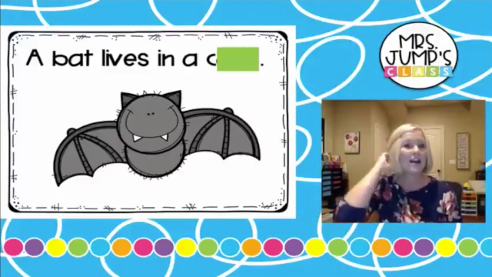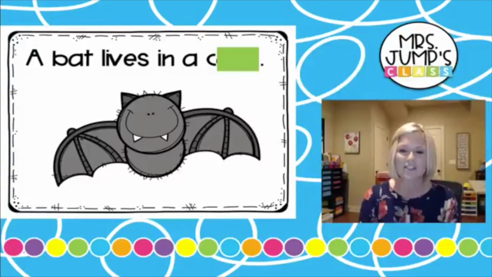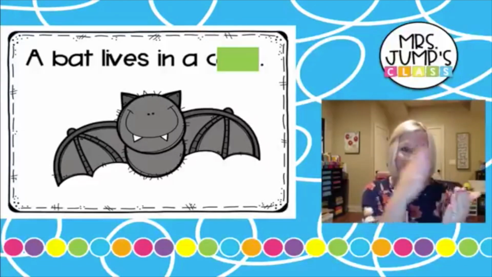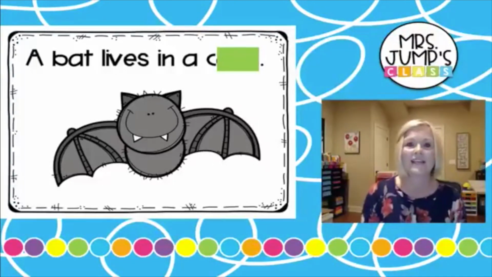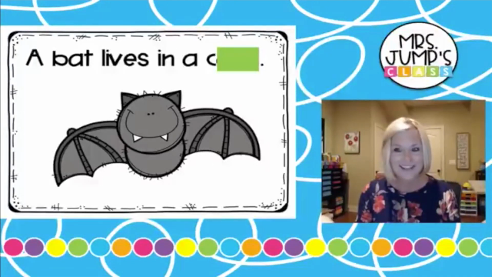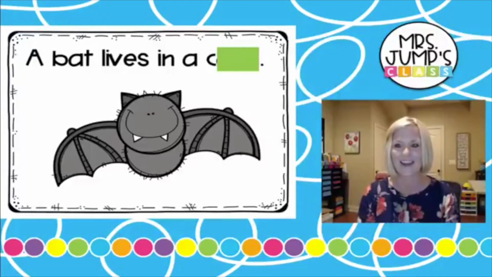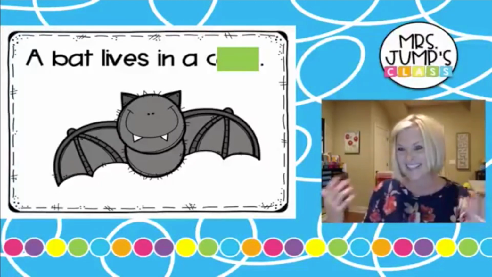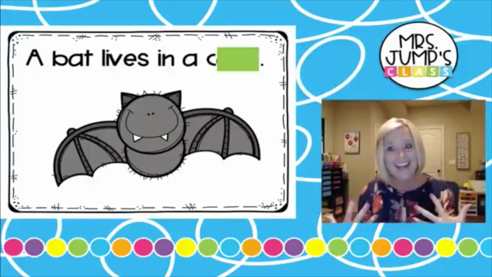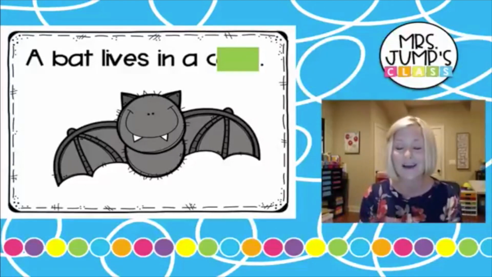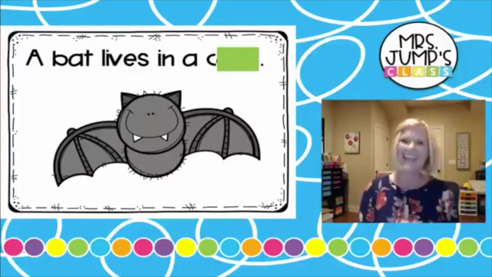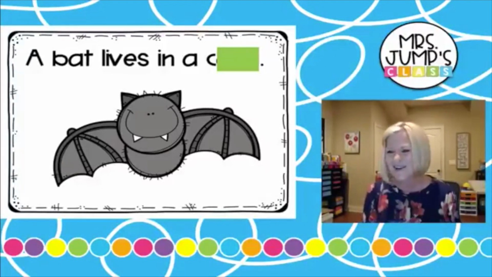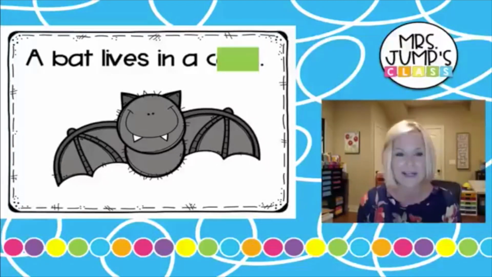Another one that's great for this is just have simple sentences that you're going to read with them, and you're going to stop at that last word, and they're just going to say k, right? A bat lives in a k. What do you think that word might be? Okay, they might say cave, they might say cake. If they said cake, this is where you can bring in the cueing systems, which is, does that make sense? A bat lives in a cake? Does it make sense? No, it doesn't make sense. So what do you think that word might be?